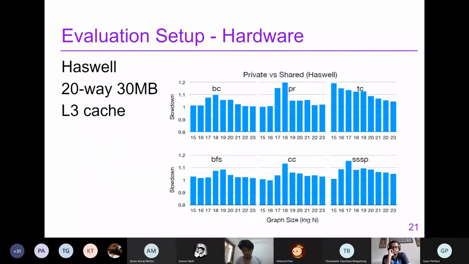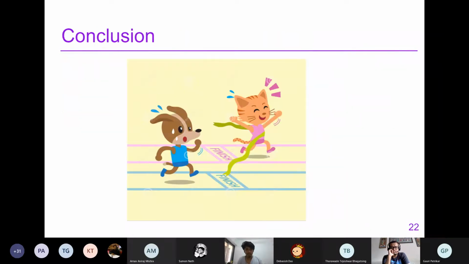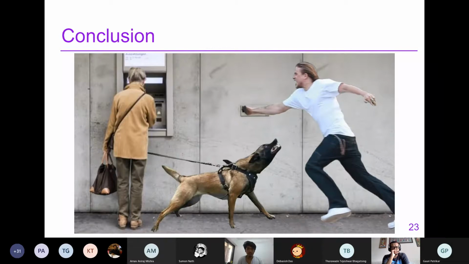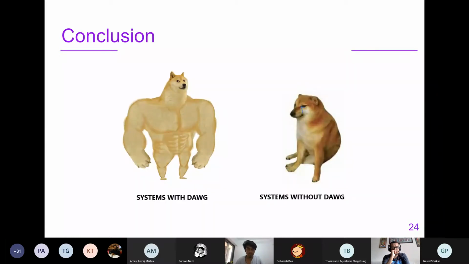So these are the results from the paper, and I think the conclusion is that even though the CAT mechanism might be slightly faster than the DAWG mechanism, the DAWG mechanism is clearly better protection against attacks. So yeah, that's it. Thank you. If there are any questions, I'll be happy to answer.